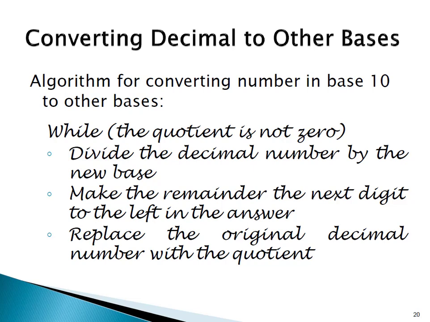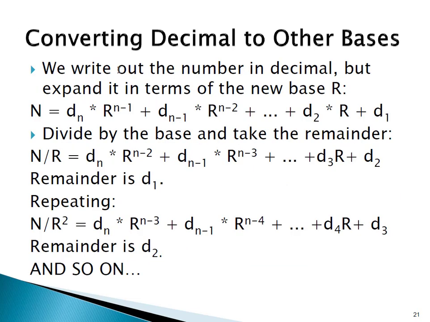So to convert a number in base 10 to other bases, you have that number, and while the quotient is not 0, you divide the decimal number by the new base, make the remainder the next digit to the left in the answer, and replace the original decimal number with the quotient. We'll look at this in an example. But before we look at it in an example, let's understand why it works.